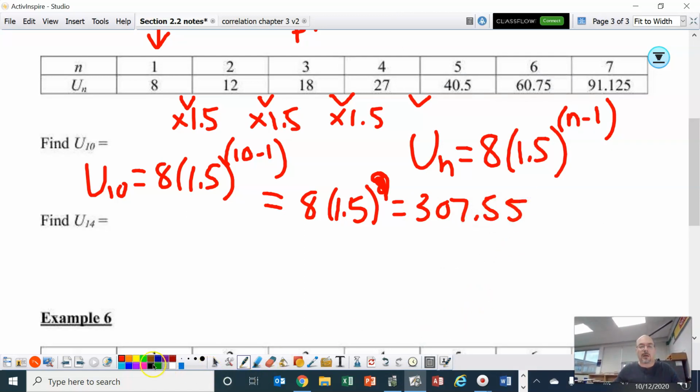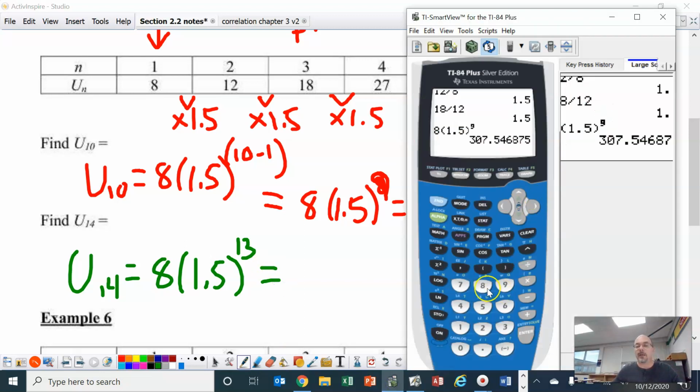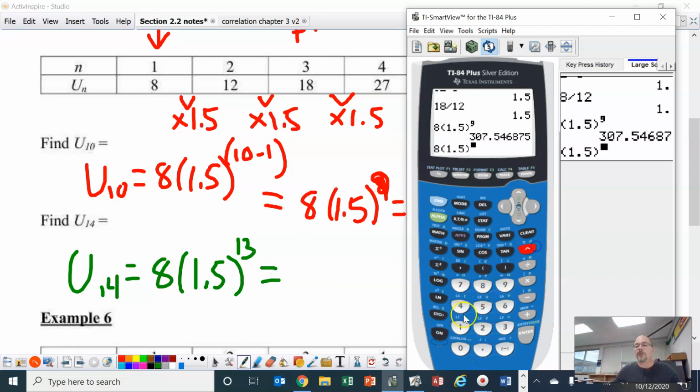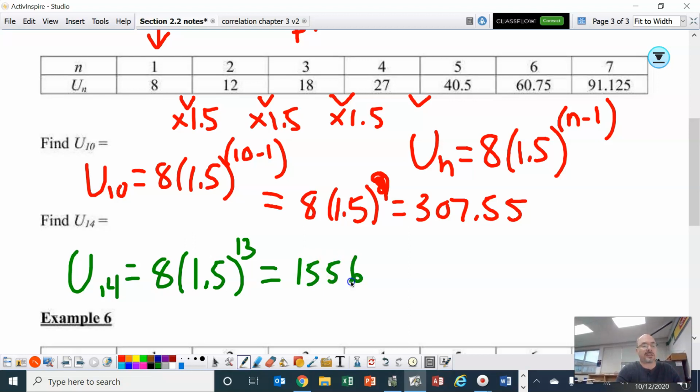All right, the next one, U14, what's the 14th number in the pattern? I'm just going to subtract 1 right away, folks. So it's going to be to the 13th power. Again, 14 minus 1 is 13. Saves a little bit of time and a little bit of writing. So 8 times 1.5 to the 13th power. So the 14th number in the pattern is 1,556.96.